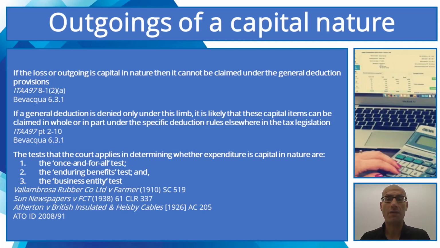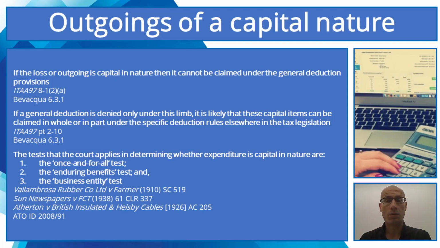So under the first of the four negative limbs, outgoings of a capital nature can't be general deductions. Now, it's probably worth noting from the outset that almost all such capital expenditure ultimately can be deducted under one or more of the specific deduction provisions. Usually, though, those are deducted over a period of time. They're not a deduction just in the current period.